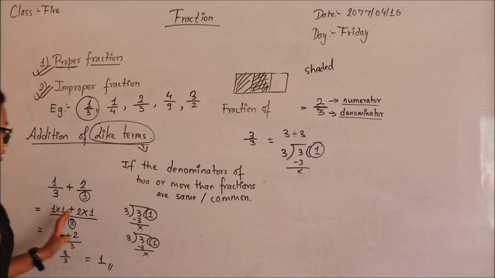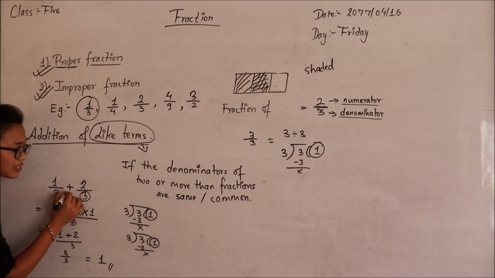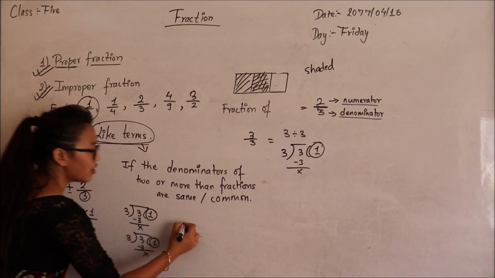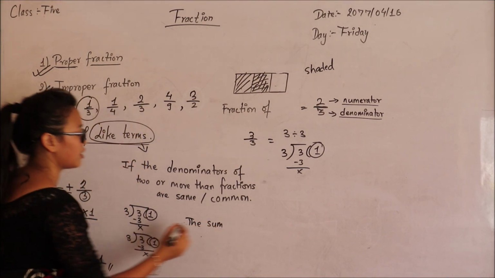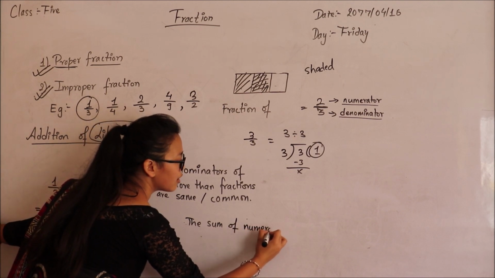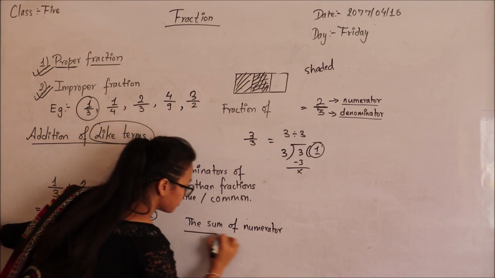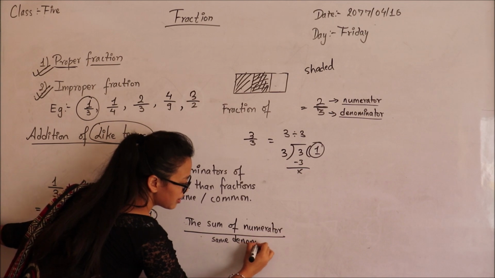Now your question was remaining: how have we written here 3? There is a simple trick in like terms. If the fractions are like terms, then if there is addition, the sum of numerators is divided by the same denominator.